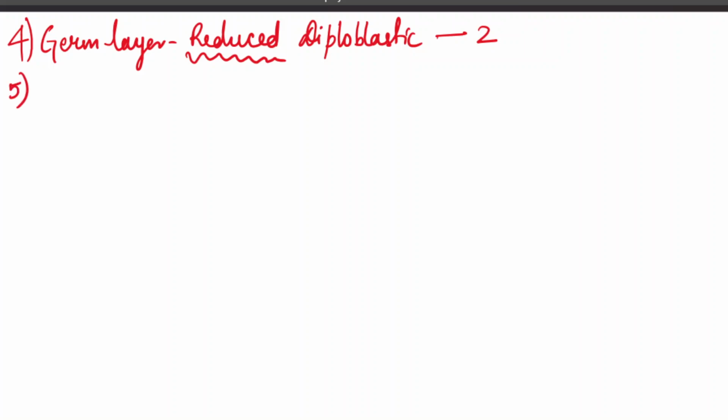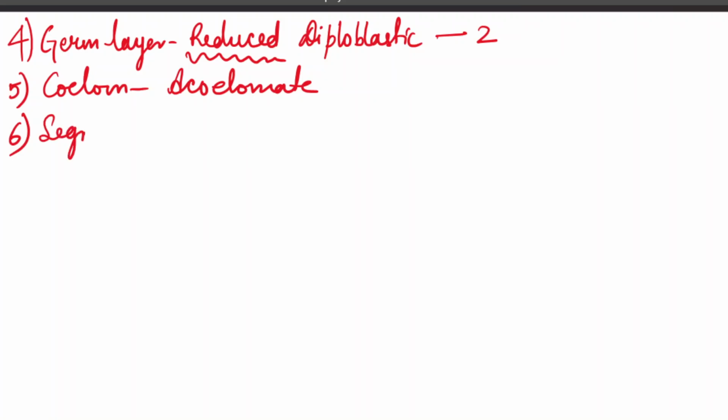Now the fifth one is coelom. Coelom is absent here, so it is an acoelomate. Now let's look at the sixth one. It is nothing but segmentation. Segmentation is obviously absent here. We cannot see any sort of segmentation in the body. So now this is done.